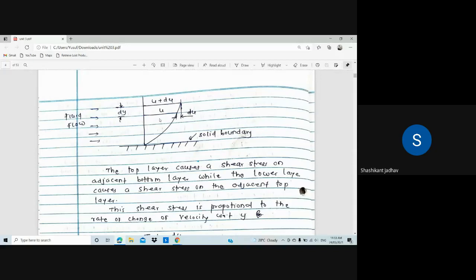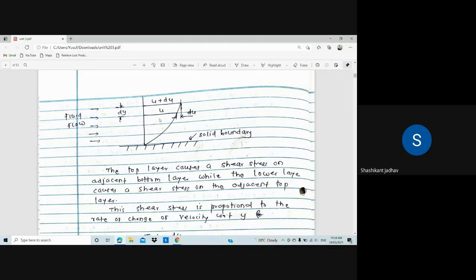And what is the unit of viscosity? SI unit is Newton second per meter square. MKS unit is kgf second per meter square, and CGS unit is poise. Okay, so all of you write down this information. The top layer causes a shear stress on the adjacent bottom layer. Write down that information. All of you complete this page up to the units of viscosity.